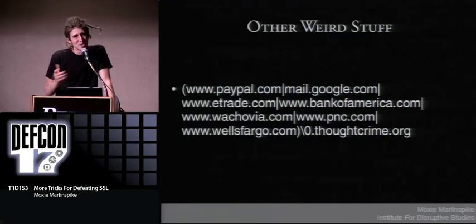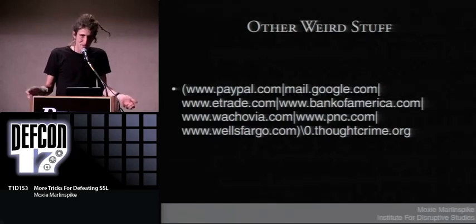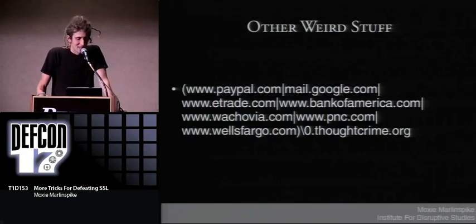Because wildcard certificates are a little extra, or they cost more money. So if you don't want to shell out for a wildcard certificate, you can just get PayPal.com or mail.google.com or eTrade.com or bankofamerica.com. Null character.thoughtcrime.org. And then you only have to pay for one certificate this way.